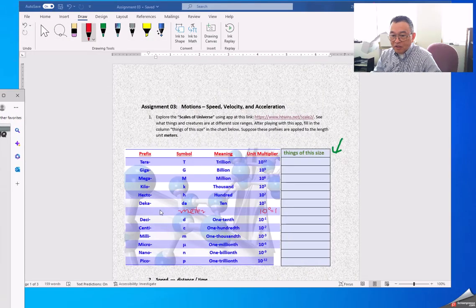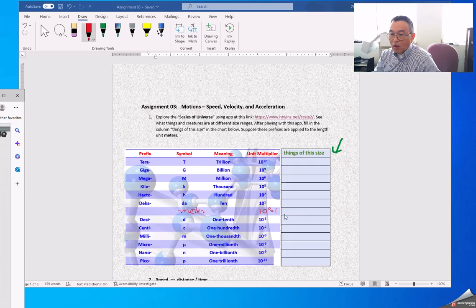For example, start in the middle. These are the prefixes, these are the symbols, and these are the meanings, and in the middle is meter. Mathematically we describe this with powers of 10. In the middle, 10 to the 0. And what is 10 to the 0? Anything to the 0 is 1 mathematically. So we start from here.